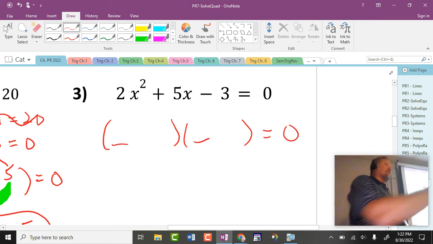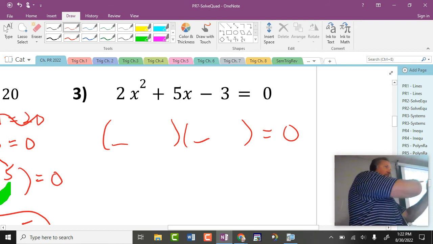What times what equals 2x squared? So what goes in those 2 spots? I don't care where.